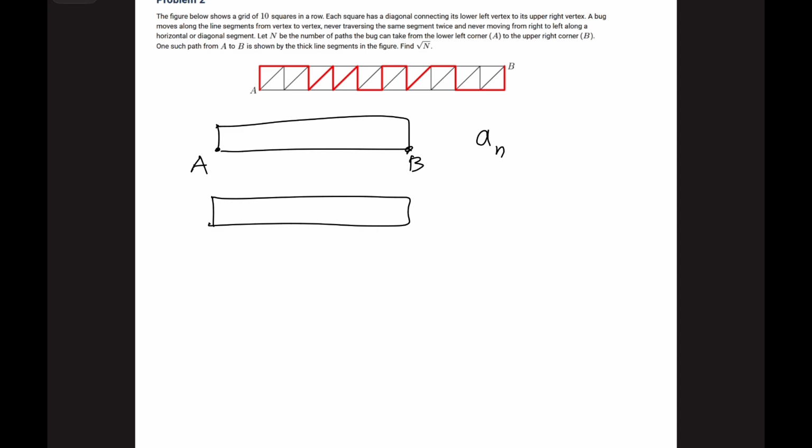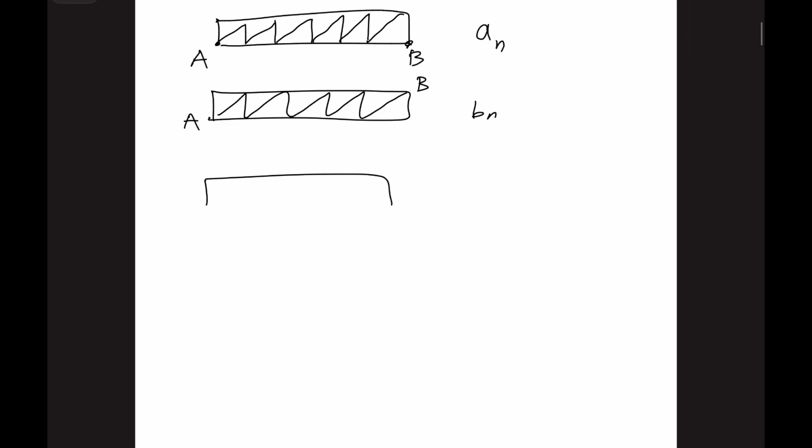So first, let's call this function going from the bottom to the bottom A_n. And let's call this function going from the bottom to the top B_n. Let's start with A_n. This here is A_{n-1}. It should end here.